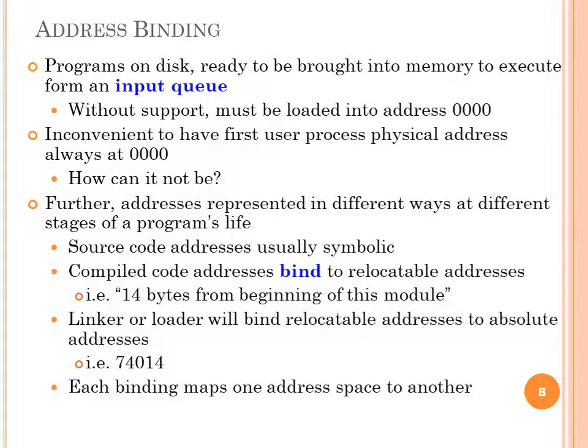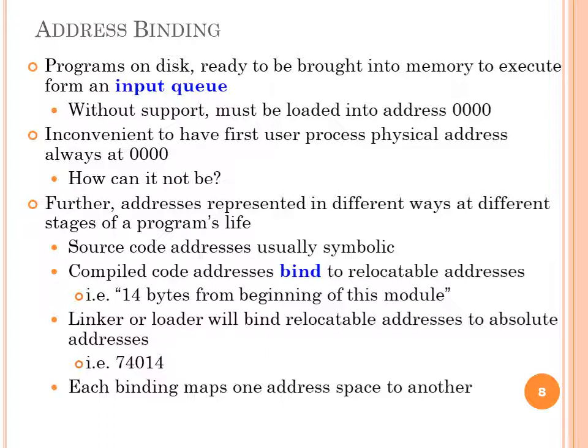Now we'll discuss address binding. Usually, a program resides on a disk as a binary executable file. To be executed, the program must be brought into memory and placed within a process. The processes on the disk that are waiting to be brought into memory for execution form the input queue.